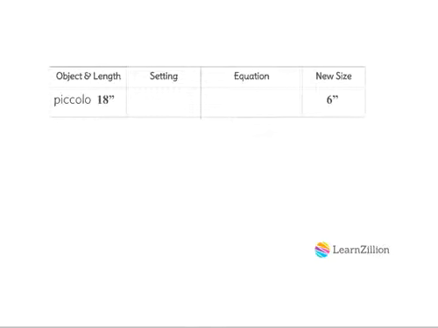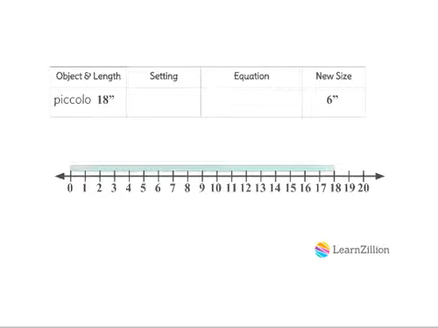The piccolo is 18 inches long, and Jacob wants to resize it to 6 inches. He knows that he will need to multiply by a value that is less than 1, but he needs to figure out which number will resize his piccolo to exactly 6 inches. On a number line, he can represent an 18-inch length with a green bar. Jacob tries to multiply by 1/2 first, but he finds that 1/2 of 18 inches is 9 inches, so 1/2 is too large and won't scale 18 inches to 6 inches.